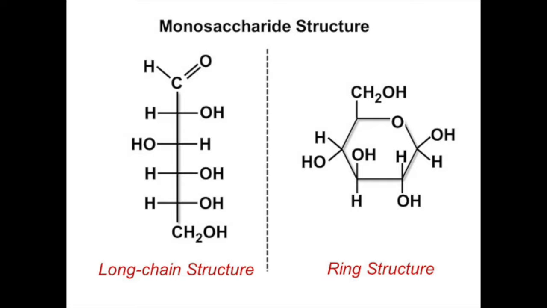Whether we write it in a long chain structure or a ring structure, we're representing the same thing. Now, these carbohydrates, they're characterized by a carbonyl group that can either be at the end, which would make it an aldose because there's an aldehyde group, or in the middle somewhere, which would make it a ketose. These are the two designations in carbohydrates.